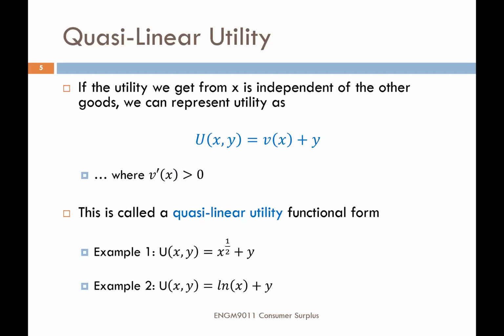Likewise, for the first one, we have the utility of the bundle XY is equal to the square root of X plus Y. Again, the derivative of the square root of X is positive, right? Differentiate it using the power rule, you get 1/2 X to the minus 1/2, which is 1 over 2 times the square root of X, which is a positive number. All right, so these are both quasi-linear functional forms.